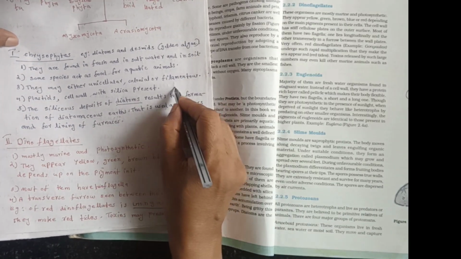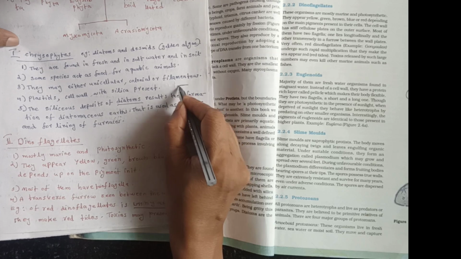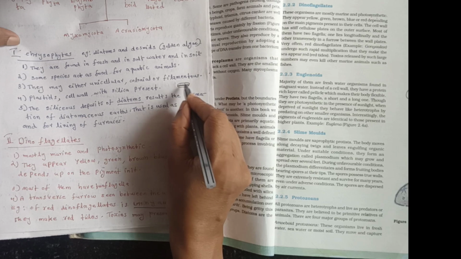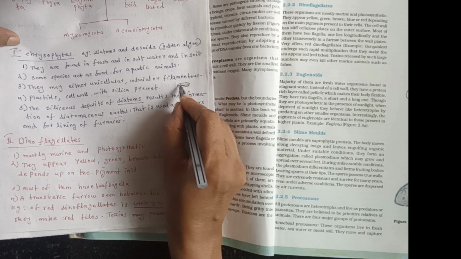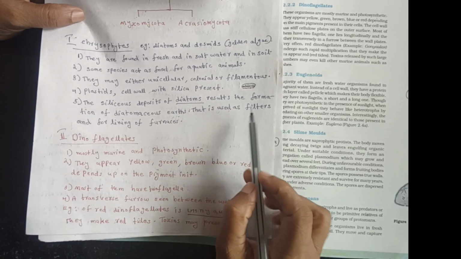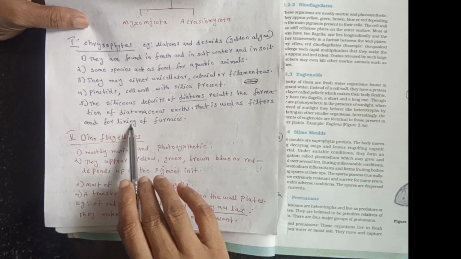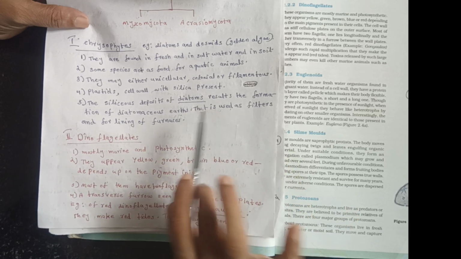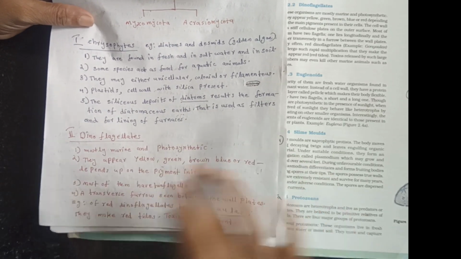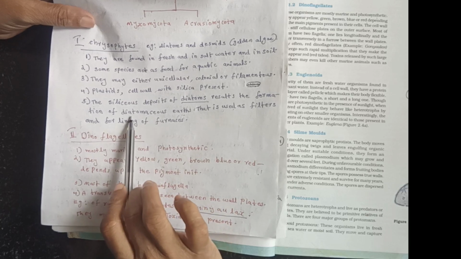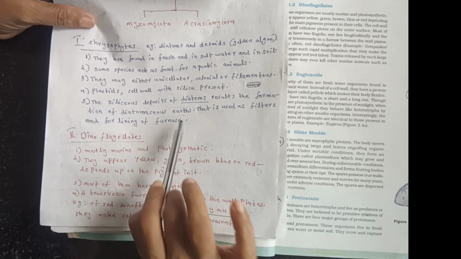Diatoms look like a soap box. Silica is seen on the cell wall. The siliceous deposit of diatoms results in the formation of diatomaceous earth. After death and decay, the diatoms sediment at the bottom of rivers. Such sediments are known as diatomaceous earth.